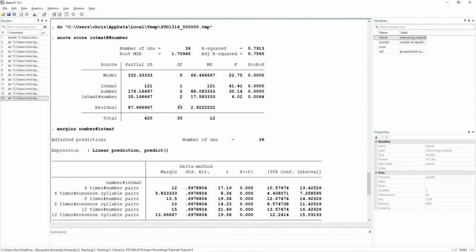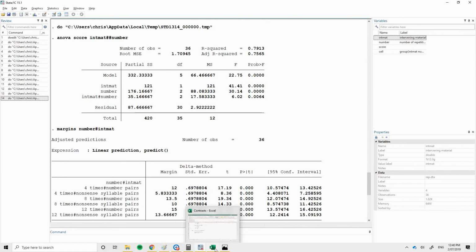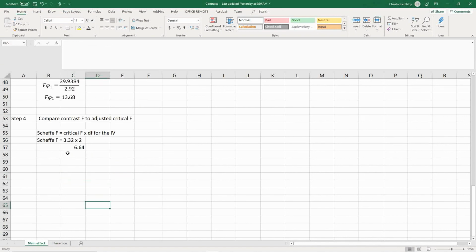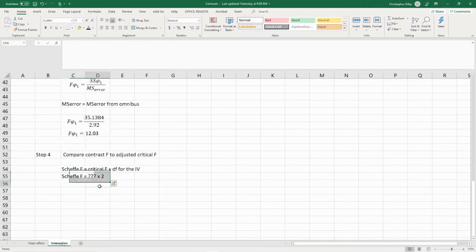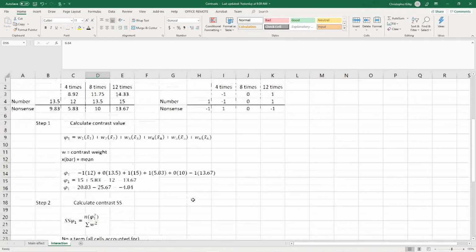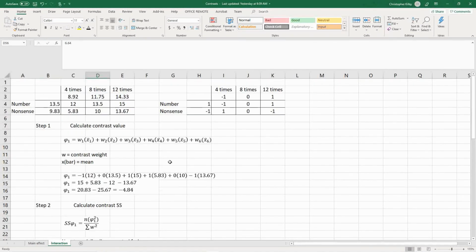So if I looked up an F in an F table for my critical F, it's still just going to be 2 and 30. It's still going to give me the same value. So what this means is that the critical Scheffé F for my interaction is actually just 6.64. It's the same as my main effects critical Scheffé F. 12.03 is certainly larger than 6.64, and so what this means is that my interaction is significant.